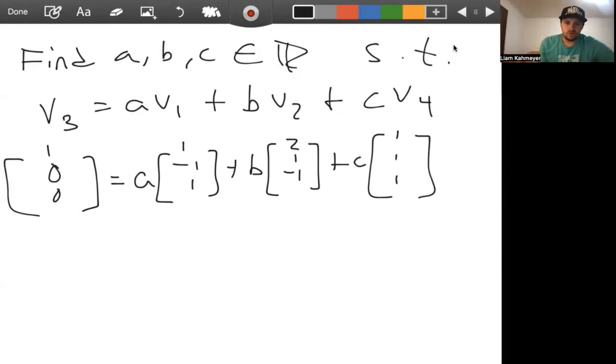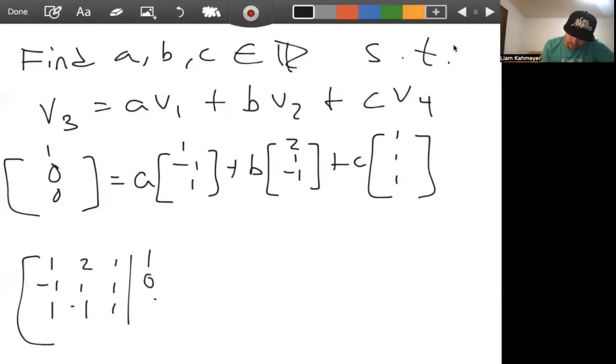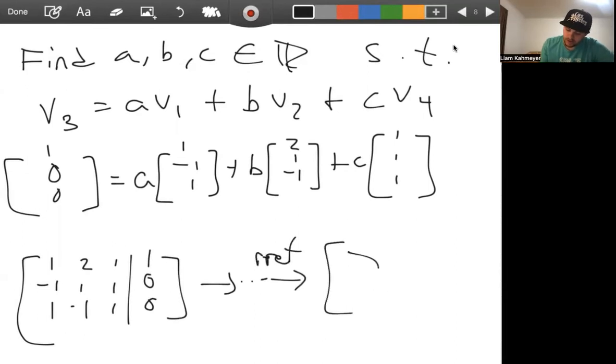So normally what you would do to solve for A, B, and C, and this is what you should do if you can't see the values by inspection, is set up, like we did in the previous problem, the augmented matrix: 1, negative 1, 1, 2, 1, negative 1, 1, 1, 1, and then 1, 0, 0. And you work down to the reduced row echelon form, whatever that is. And then that will tell you the values for A, B, and C because you've solved this system of equations.